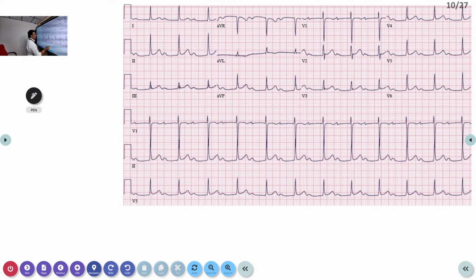So for a prolonged PR interval, you can see here the PR interval is starting from here to here. So around 4 squares here, 4 squares here, 5 squares here. So 8 plus 5, 12 squares are there. Okay, so it is very wide. The PR interval is very much prolonged.